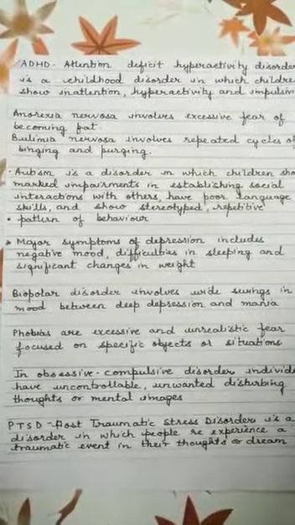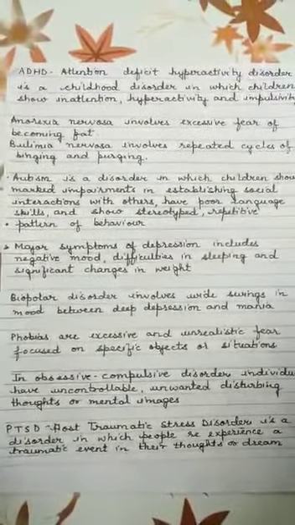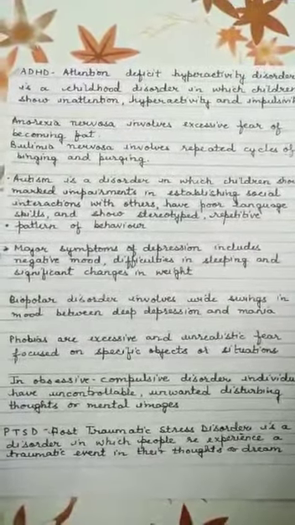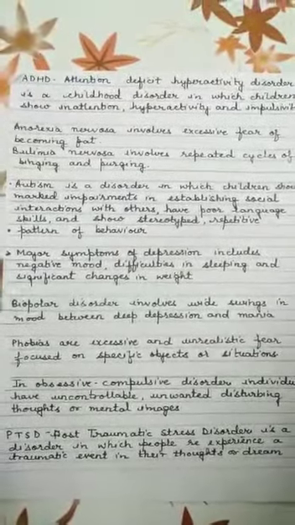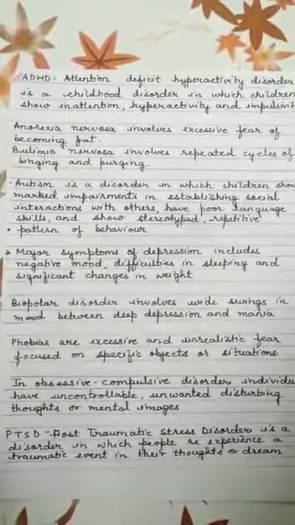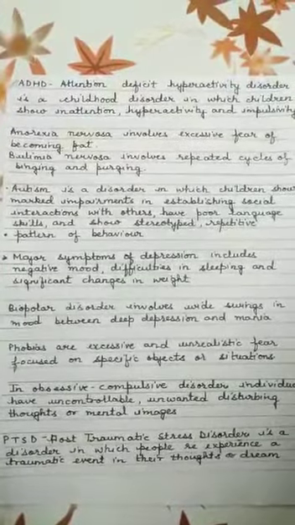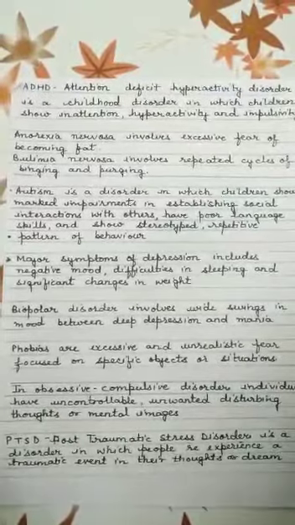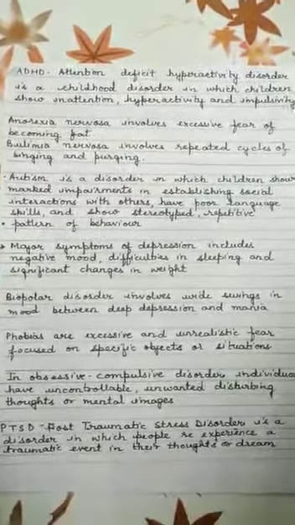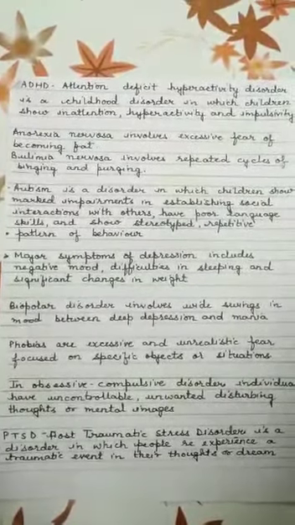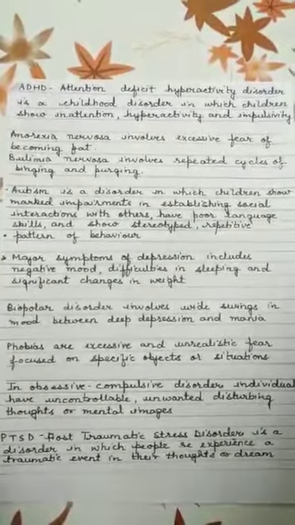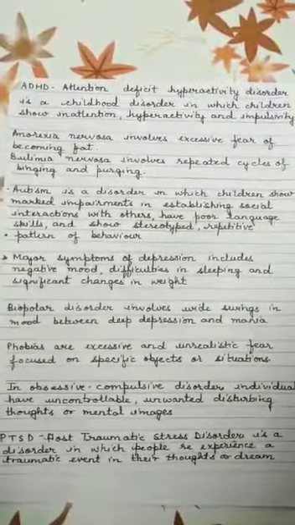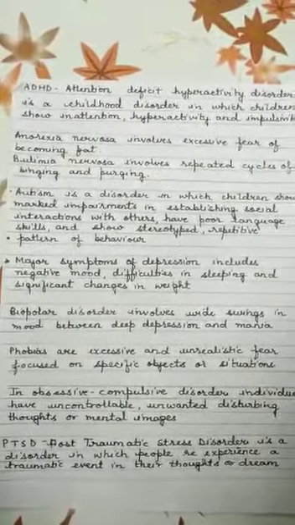Now after this we are going to discuss phobias. Now there are different types of phobias. Some people tend to suffer from agoraphobia. Now phobias are irrational fears related to a particular object, or we can say that phobias are excessive and unrealistic fears focused on specific objects or situations. Now talking about another type of disorder, that is obsessive compulsive disorder. In this type of disorder, individuals have uncontrollable and unwanted disturbing thoughts or mental images.